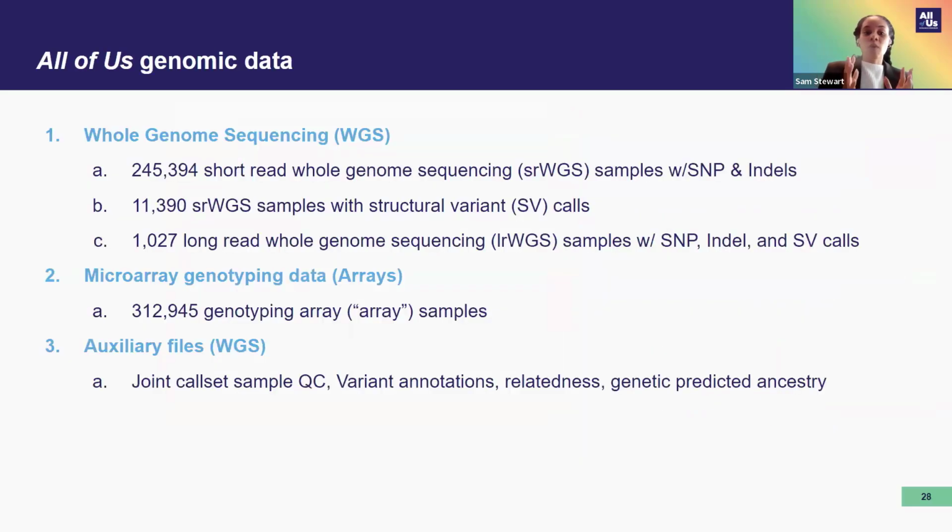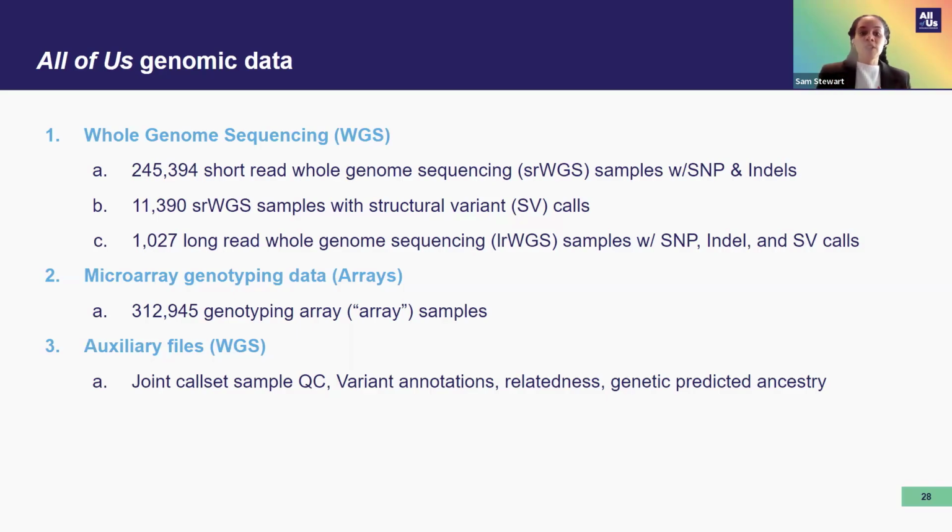That being said, we are so proud of the genomic data that we have here at the All of Us Research program. We know that's a field of study that's becoming increasingly popular. So here, the All of Us genomic data set includes short read whole genome sequencing data, long read whole genome sequencing data, and microarray genotyping array data. And as you can see here on your slide, we have quite a bit. So over 200,000 short read whole genome sequencing samples, over 1,000 long reads, and over 300,000 array samples.